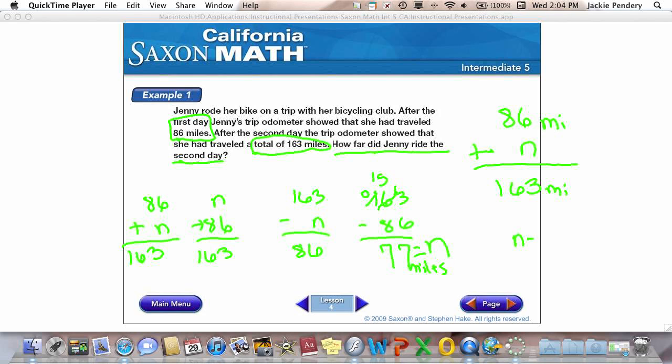Let me rewrite that so it's more neatly. n equals 77 miles. Now, this is only part of my answer. I need to rewrite this into a complete sentence that said, Jenny rode 77 miles the second day. Make sure you have your complete sentence in there as part of your answer. Okay? All right, let's look at example number 2.